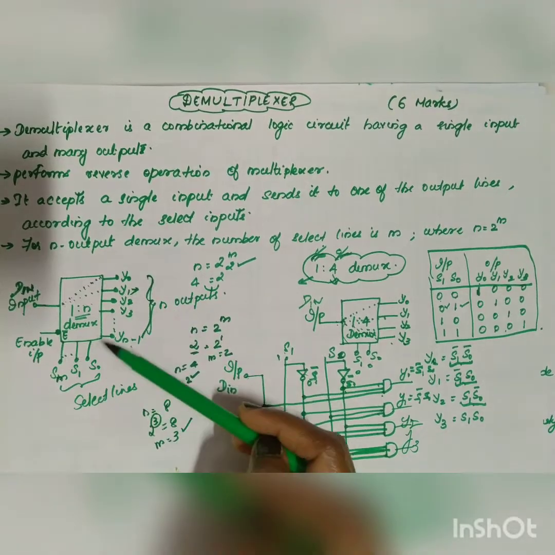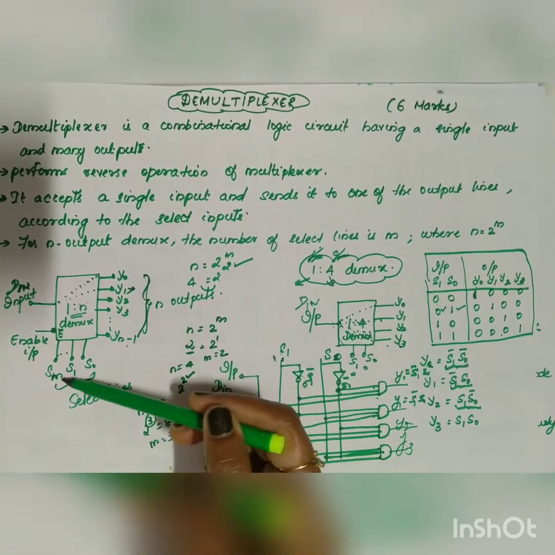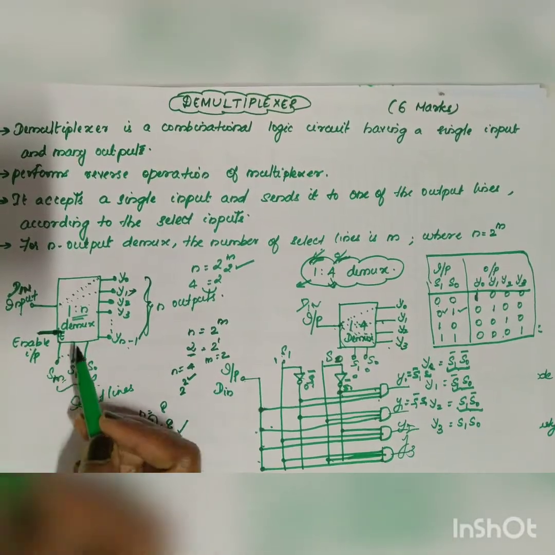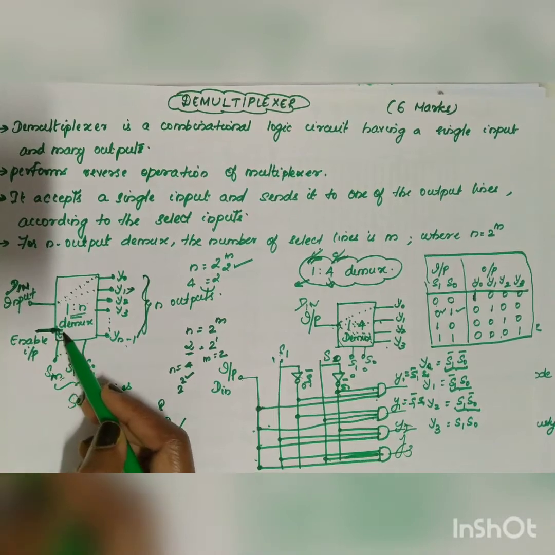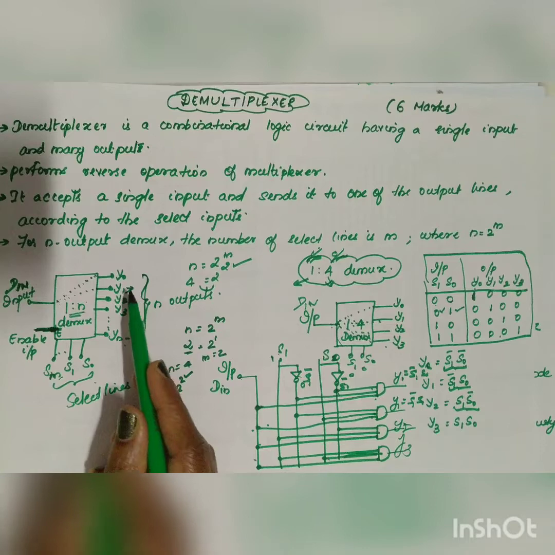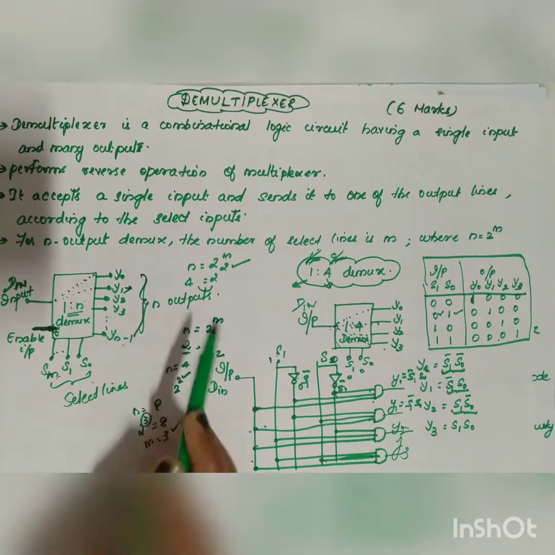So this is your overall block diagram, where you will have one input and n outputs with m select lines, and you can take an enable. There is one additional input which is called the enable input. In this case it is taken as active high. Which means, if enable is 0, you will get the output as 0. If enable is 1, the circuit will operate.